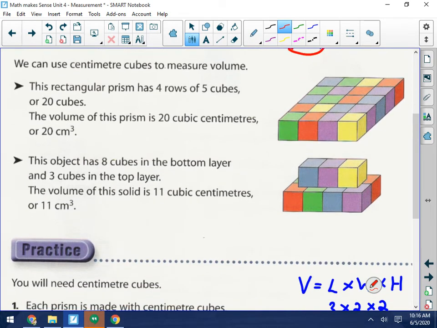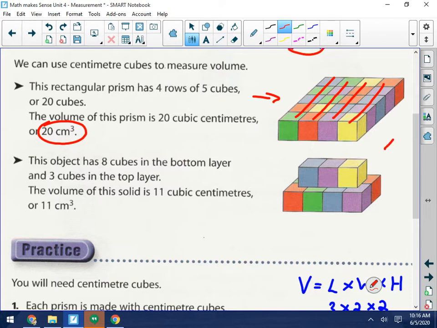This rectangular prism here has 4 rows of 5 cubes. So here's 1 row. Oh, they've got that the wrong way around. It's got 1 row of 5, 2 rows of 5, 3 rows of 5, 4 rows of 5. So it has a volume of 20 cubic centimeters.